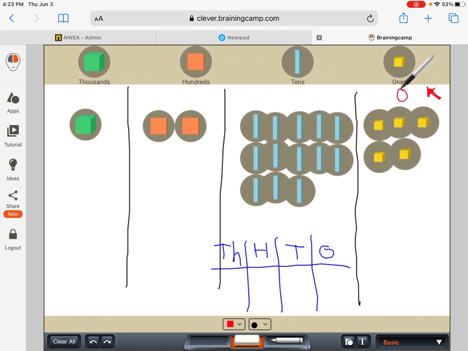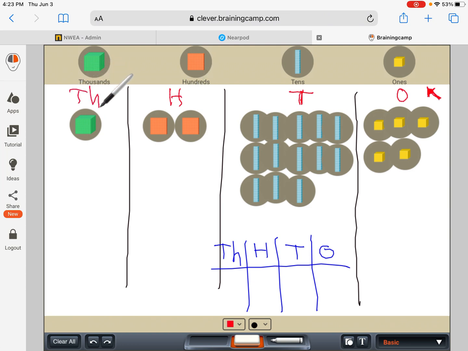When you put 10 of those together, then you have like a rod, and we call this rod tens because it has 10 units. That's the reason it's called tens. When you put 100 units together, we call it a flat or 100. So you can see I'm going to write here an H for hundreds. And when you put together 1,000 units, we call them thousands.